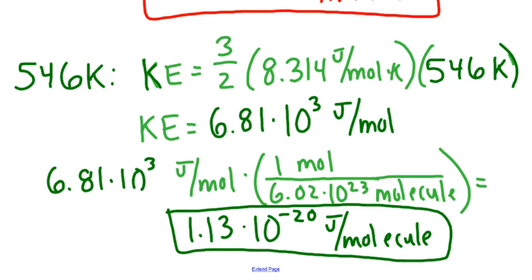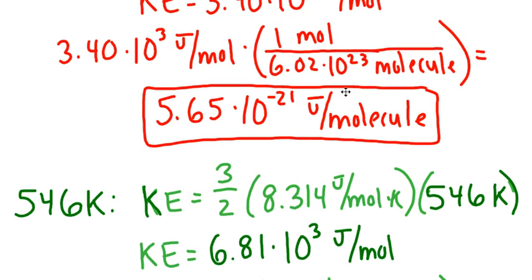At 546K, this is what it looks like. New temperature, same R, same fraction. So we get 6.81 times 10 to the third joules per mole. And then getting that to molecules is 1.13 times 10 to the negative 20 joules per molecule. So higher average because it is a higher temperature.